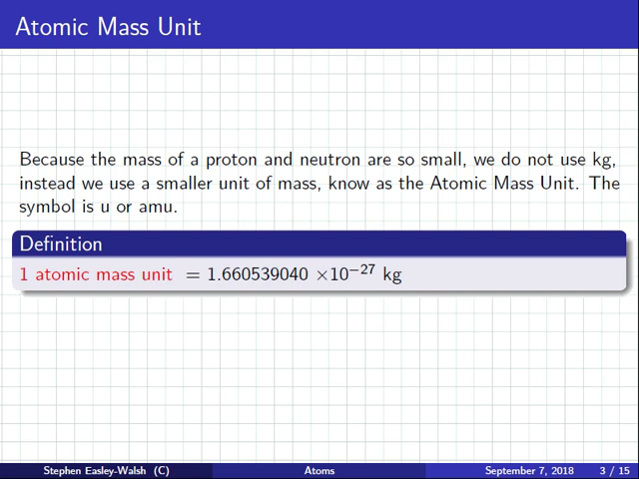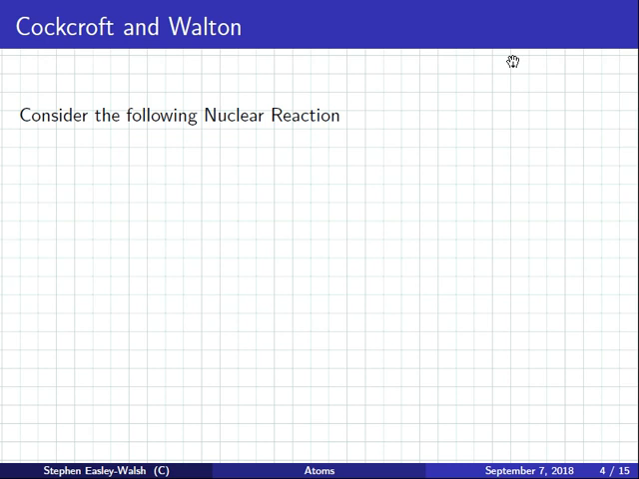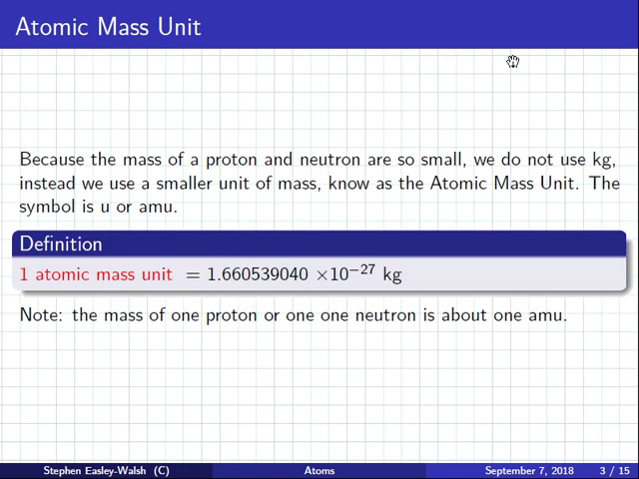You got that? Now, the reason we use this unit is because it means that 1 proton and 1 neutron are both roughly 1 AMU. So it's a good unit to use for measuring the mass of protons and neutrons and atoms. For example, the mass of 1 proton or neutron is about 1 AMU. Okay, do you have that?